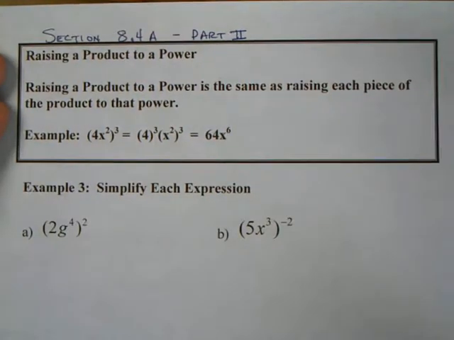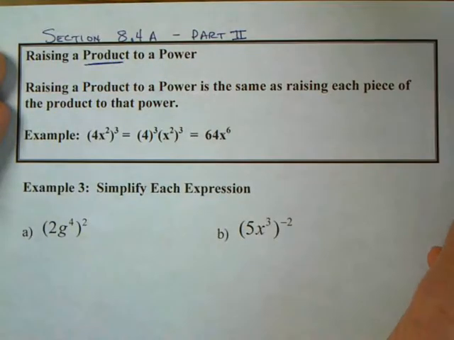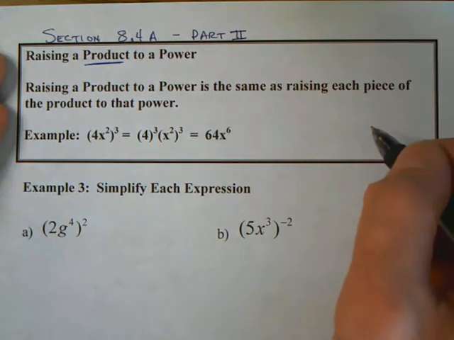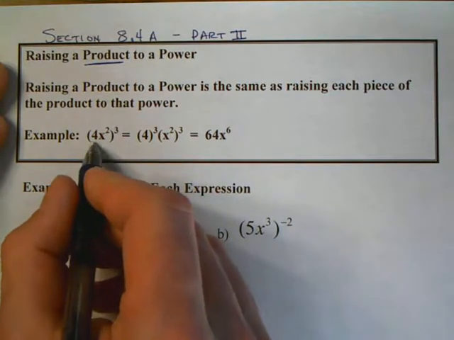This is the second part of section 8.4a, raising a product to a power. Let's think about what a product is. That's multiplying two things together. So we're talking about two different things inside some parentheses raised to a power. Let's look at our example here.